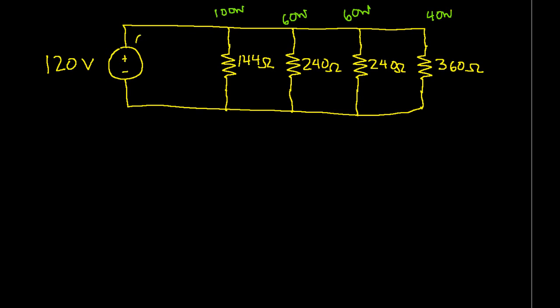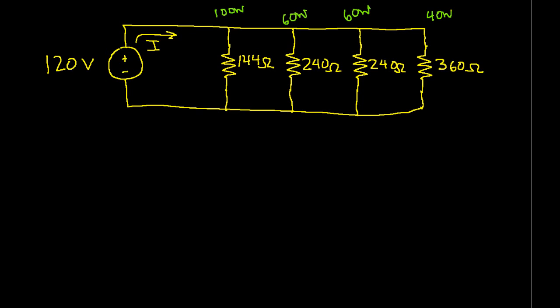I want to compute the total current coming out of the source. One reason why I might want to do this is perhaps I want to know how much current it's going to take to light these light bulbs. I need to know this, for example, to be sure that I won't put too many light bulbs on one circuit, and so I won't trip a circuit breaker.